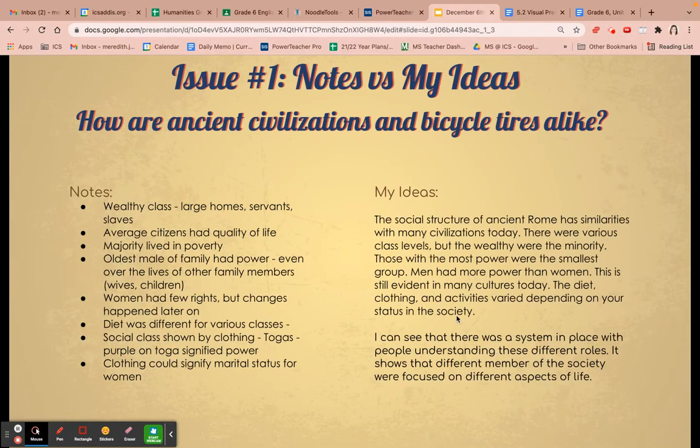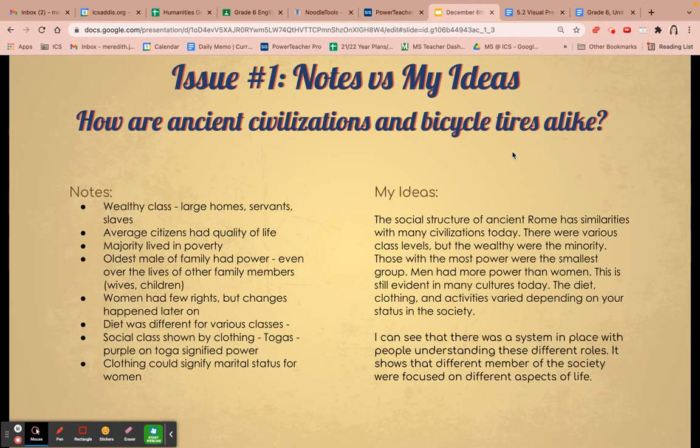Okay, so I need to see that in your note cards. So if you need to go and check your note cards, do that now. You might want to look back and think about how does the information in here show me that this civilization is similar to a bicycle tire? Go and fix your note cards now.